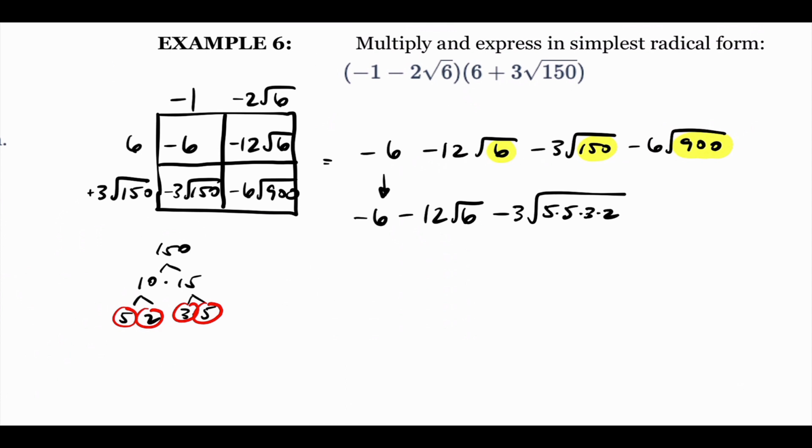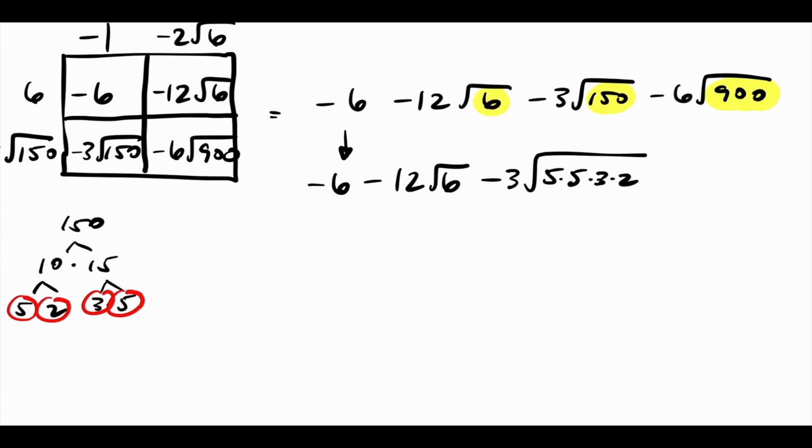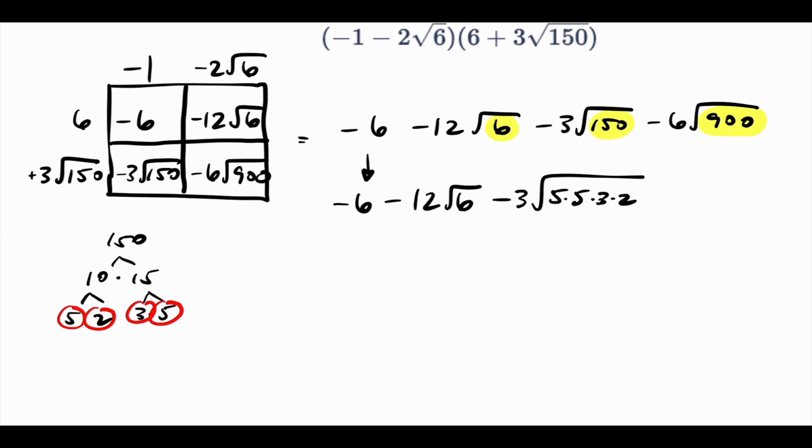Again, it's square root, so I'm looking for pairs. It's got a pair of 5s. So how many 5s can I take out? 1 5. What is that going to do with the -3? Multiply. So it's going to make -15, right? So -6 minus 12 square root 6. That's going to be -15. What's going to be left? 6.